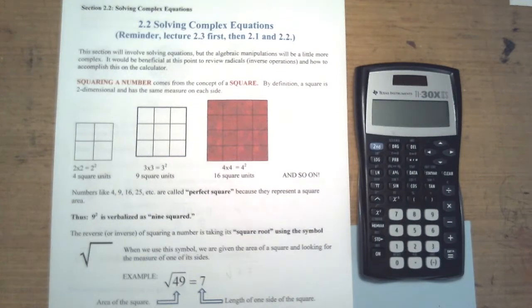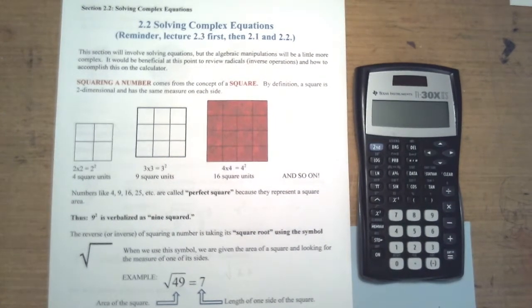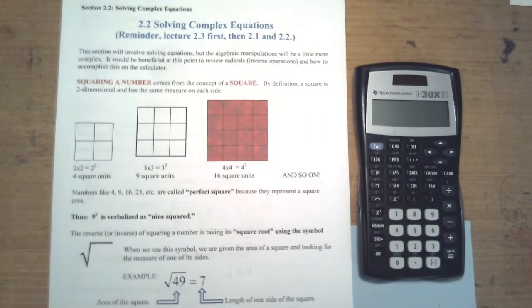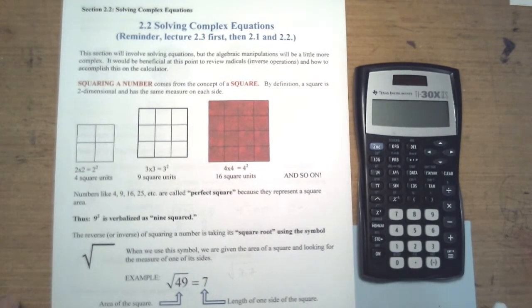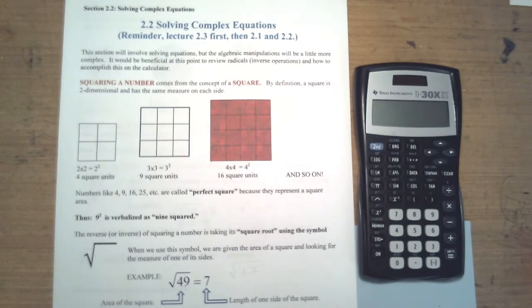This is a lecture on 2.2, solving complex equations. A lot of this is going to be review because of us having already talked about 2.1 and 2.3. But I did want to go over just a few things on here to emphasize the relationship between squaring and square root.